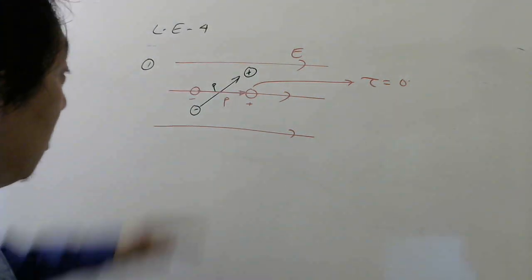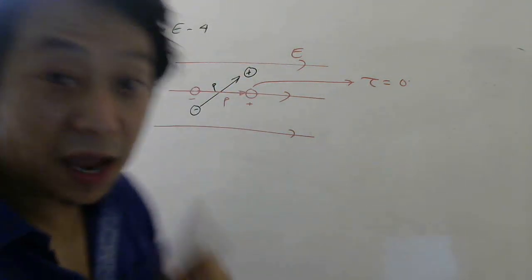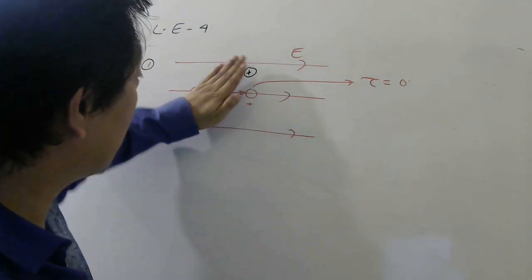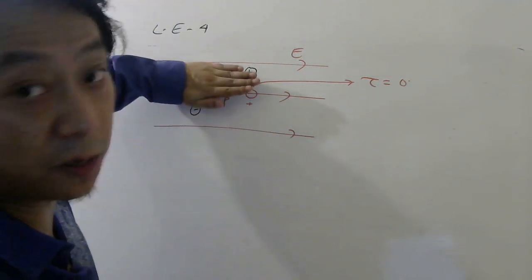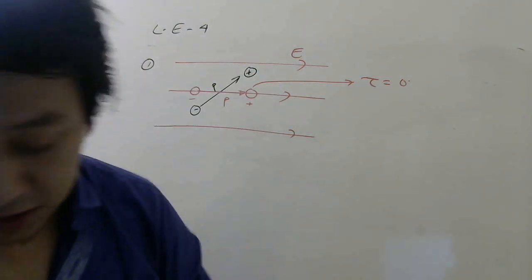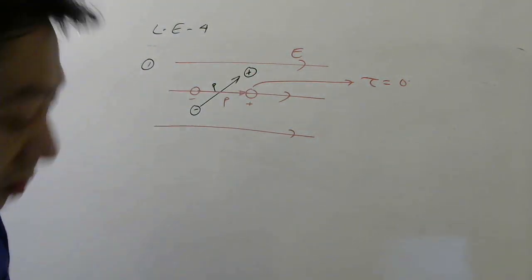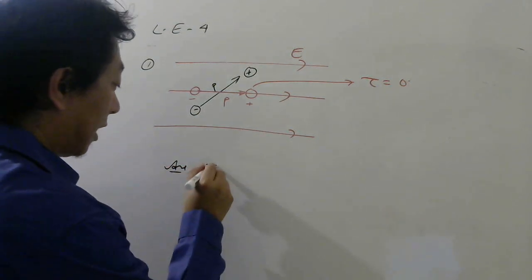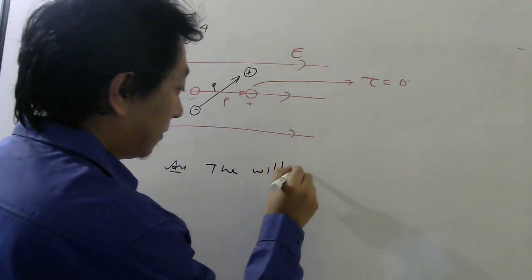But in this problem, they say the dipole was at some angle. Then if you make it free, then it will feel a torque, but that doesn't mean it will stop here because it has inertia. Okay, so the answer is it will oscillate. Answer is the dipole will oscillate.